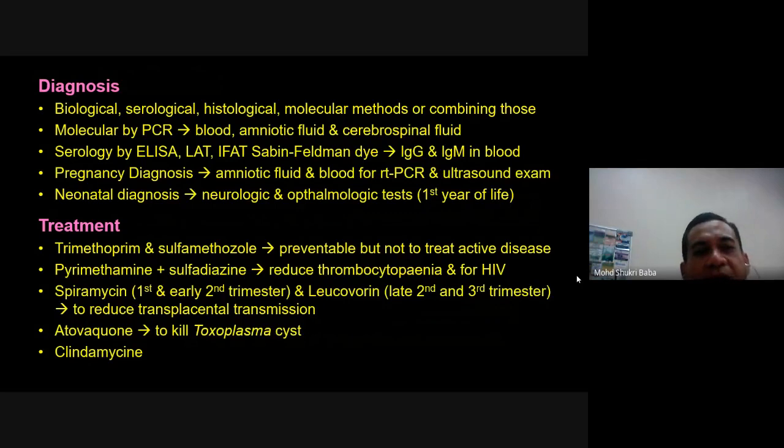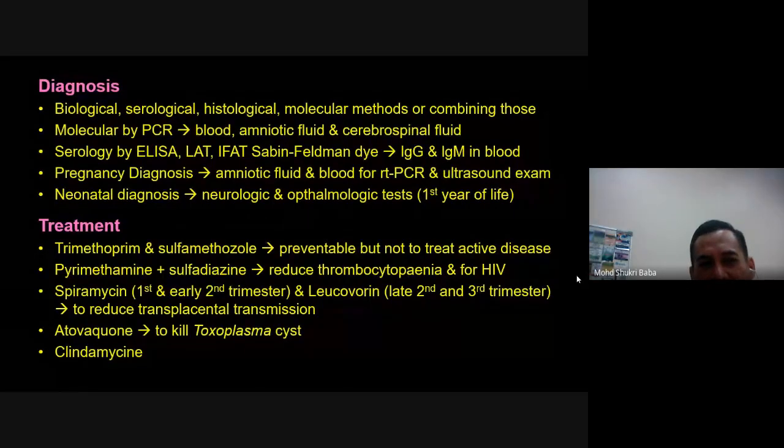Untuk pregnancy, basically kita boleh ambil amniotic fluid and blood di kalangan ibu mengandung. Dan kita run for RT-PCR and ultrasound. Okay. I hope by now you tahu apa maksud amniotic fluid. Tahu amniotic fluid for pregnancy woman? Tahu. Okay, very good. And then neonatal diagnosis, okay, untuk baby yang lahir, basically kita tengok ophthalmology test lah untuk first years of life and also dia punya neurological syndrome juga.